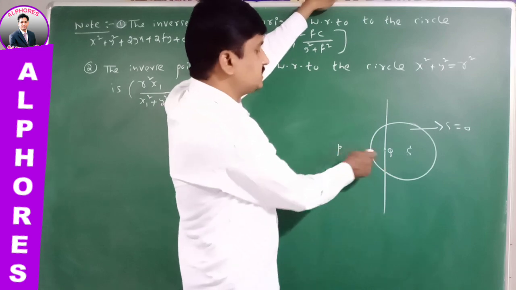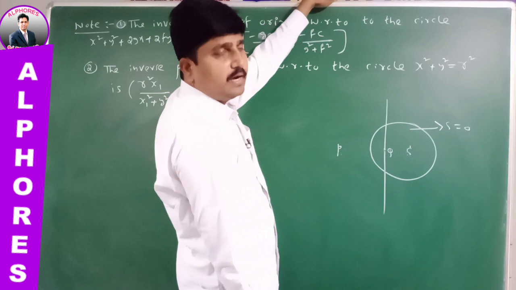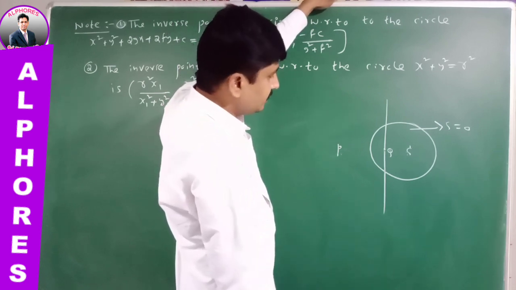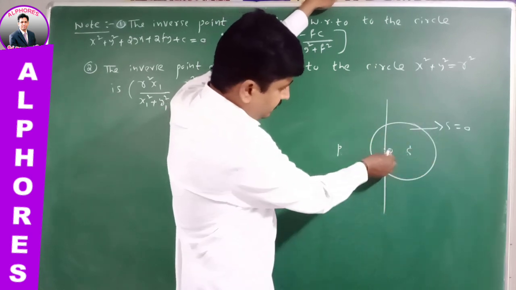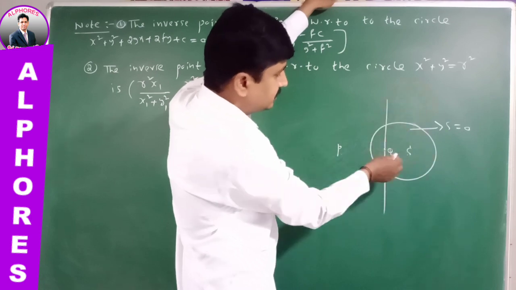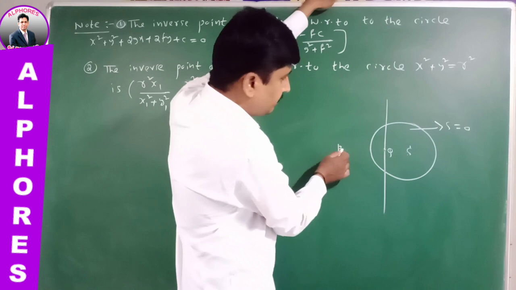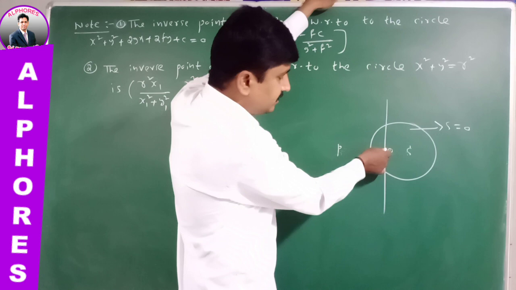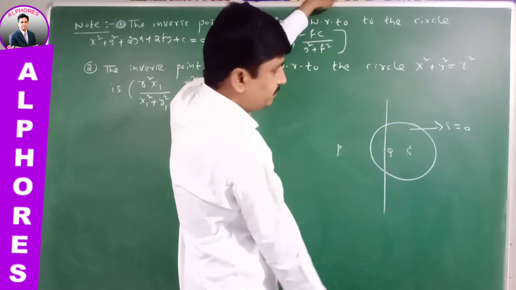Next, inverse points are conjugate points, and the converse need not be true. Next, the point Q is the inverse of P with respect to the circle S equal to 0, and the point Q is the foot of the perpendicular drawn from the point P on the polar of P, and also the point Q is the foot of the perpendicular drawn from the center on the polar of P.